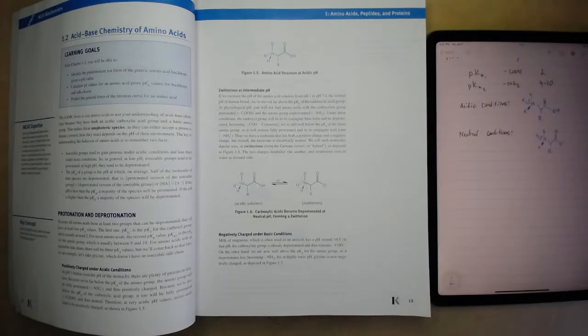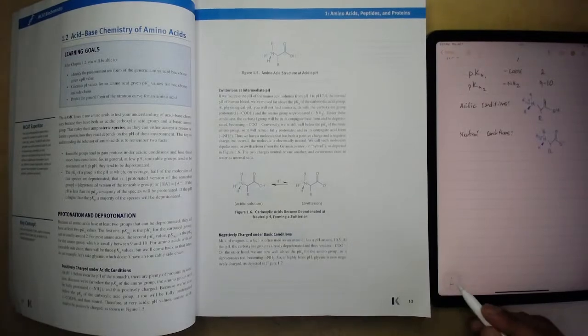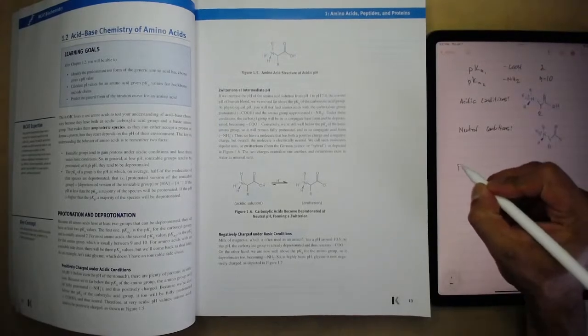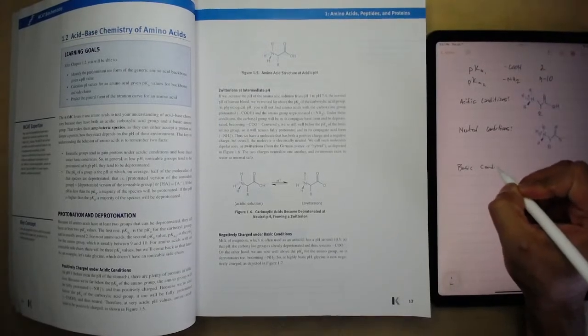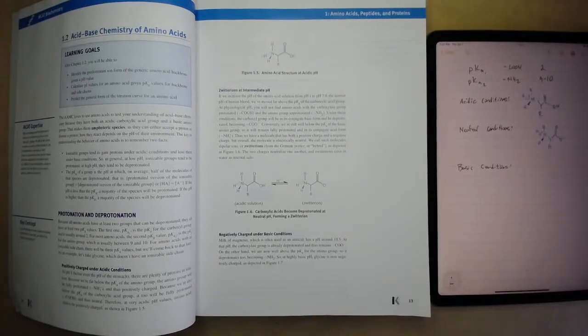And then at basic conditions, milk of magnesia, which is often used as an antacid, has a pH around 10.5. At that pH, the carboxylate group is already deprotonated and thus remains COO minus. On the other hand, we are now well above the pKa for the amino group, so it deprotonates as well, becoming NH2. So at highly basic pH, glycine is now negatively charged, as depicted in figure 1.7.